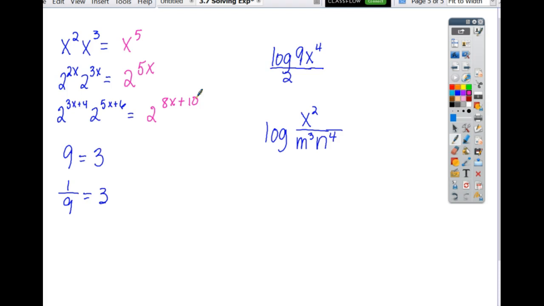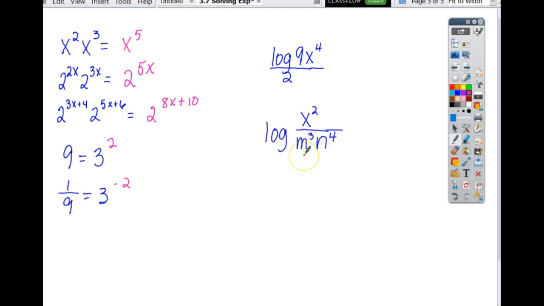And so if I want to write things with common bases, 9 is 3 to what power? 2. But if I want 1/9, what does that 2 become? -2. Okay, I want to review this too.